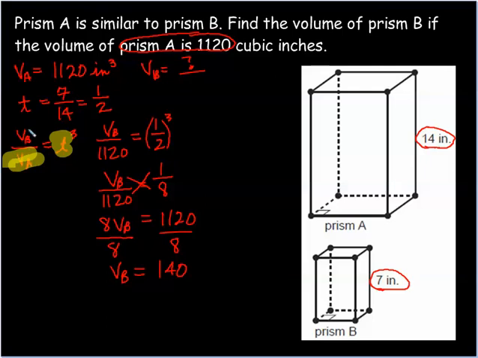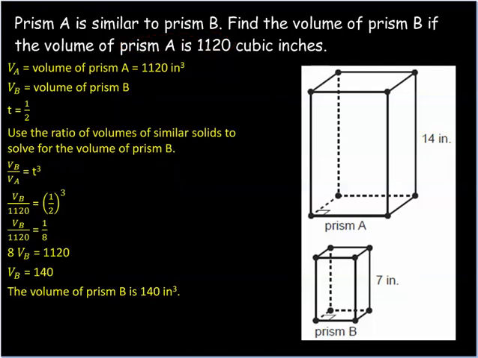So there we go. The volume of prism B equals 140 inches cubed. See how easy that was? Y'all can do this. I feel it. And there's the official answer. They didn't have any weird looking things that I needed to show you, but it was still a good problem to work through.